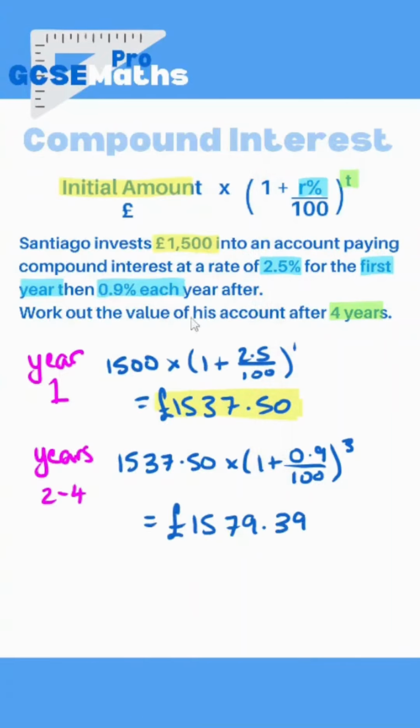Also double check, have they asked for the value of the account or have they asked for the interest? In this case, they've asked for the value, so that is just my final answer.